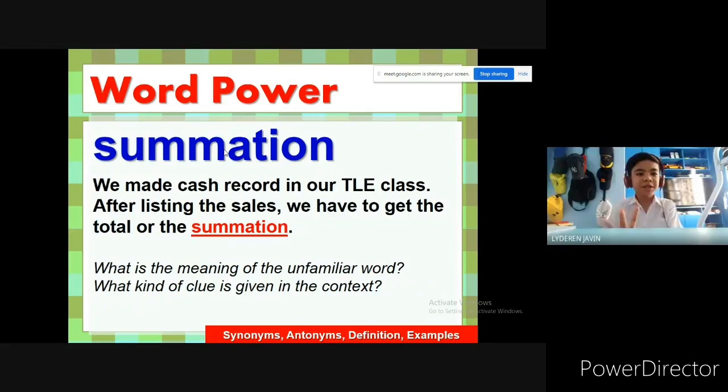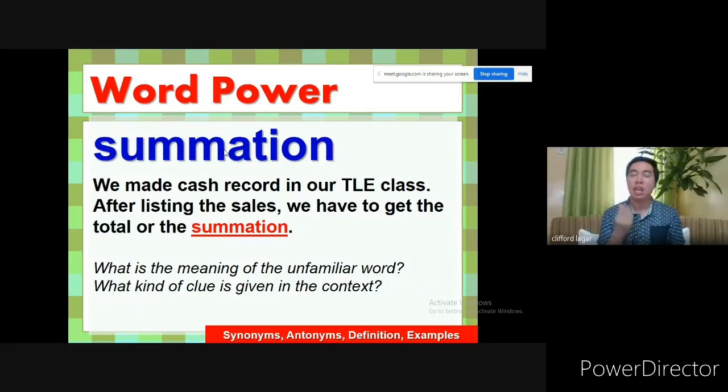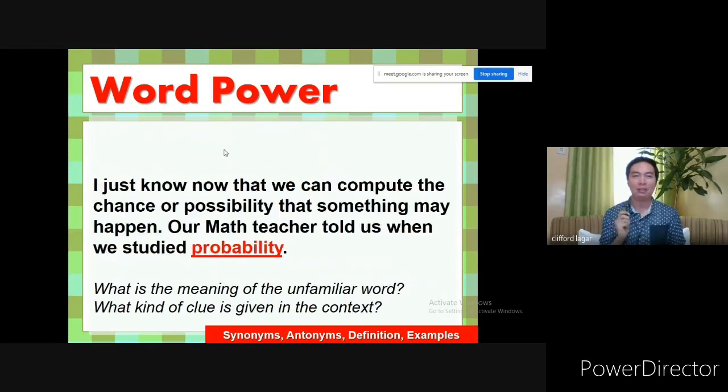What would be the shortest answer for summation? Lee, go ahead. Total, sir. Correct. So summation means total. Now, Lee, I just wonder, how did you arrive at that conclusion that summation means total? What kind of clue did you use? Synonym, sir. Correct. Exactly. So thank you.